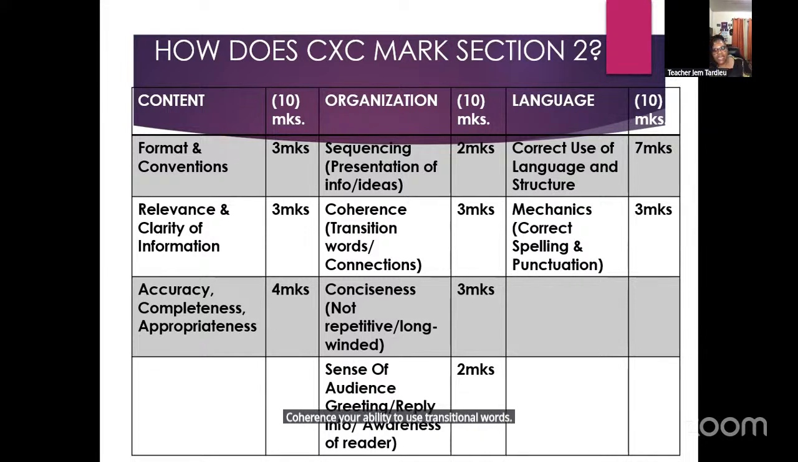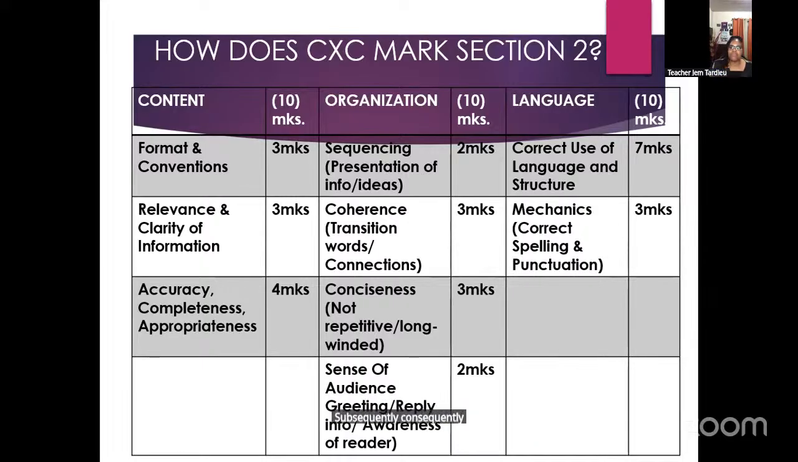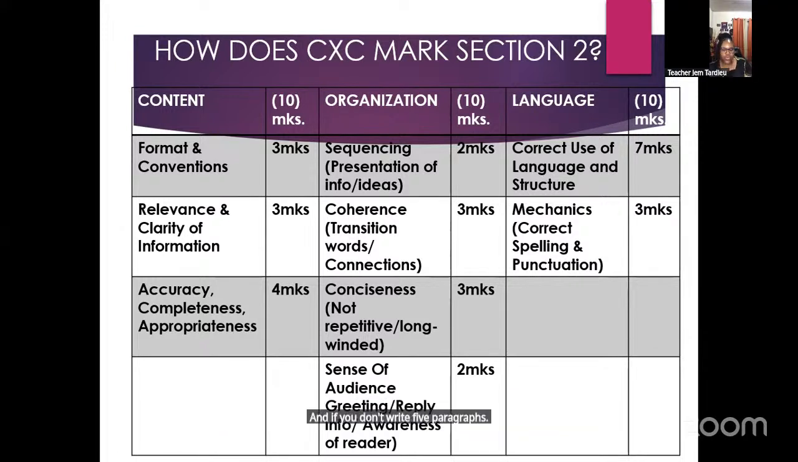Coherence, your ability to use transitional words. Unfortunately, at the beginning, firstly, in the meantime, subsequently, consequently, things like that. Easy, 3 marks. Conciseness, what does that mean? It means that the student is not just trying to fill up the paper with repetitive information, saying the same thing over and over because they believe, or their teacher told them, they must write 5 paragraphs. And if they don't write 5 paragraphs, they wouldn't do well.